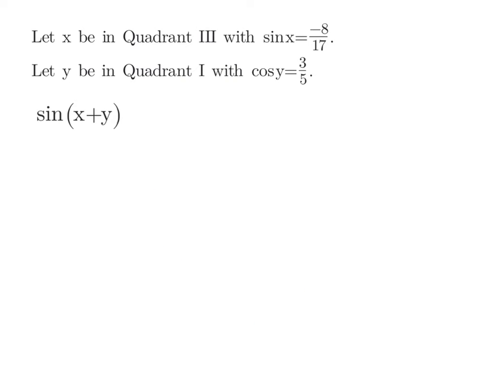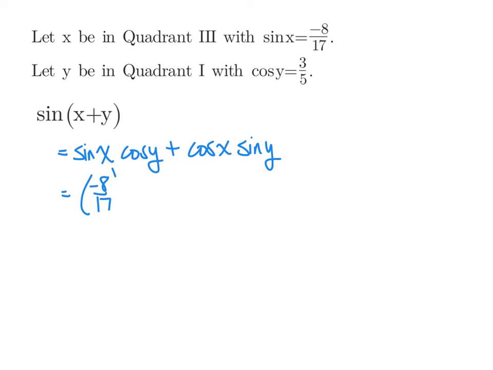Let's try this again with a couple of new angles, x and y. If we want to find the sine of x plus y, that's going to be sine cosine, so sine of x, cosine of y, plus cosine sine, cosine of x, sine of y. We can plug in the values that we are given. We know that x is a quadrant 3 angle where the sine is negative 8 over 17, and y is a quadrant 1 angle with cosine of y being 3/5.